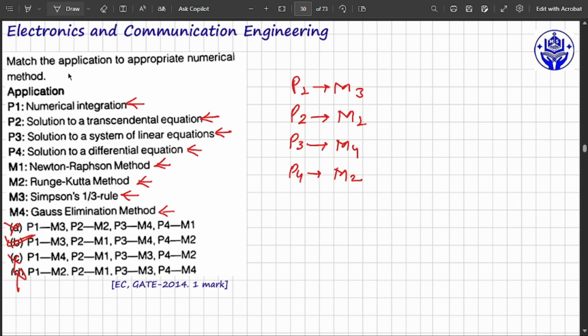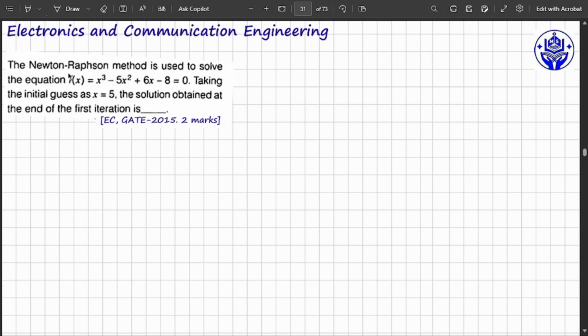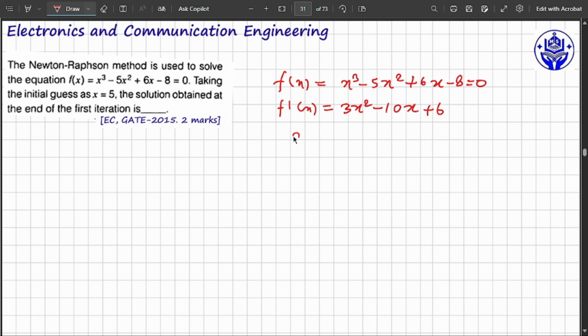Next, the Newton-Raphson method is used to solve the differential equation again and again. These are the questions only. To find, f of x is x cube minus 5x square plus 6x minus 8, and f dash of x is equal to 3x square minus 10x plus 6. Now you can easily take x0 is equal to 5, and you can find x1, which will be 4.2903. You can easily calculate it using the formula.